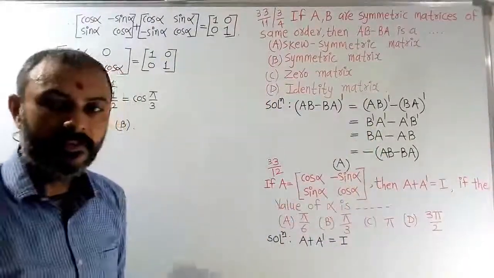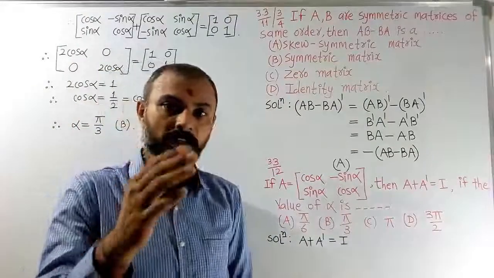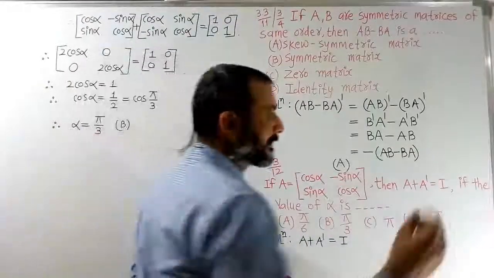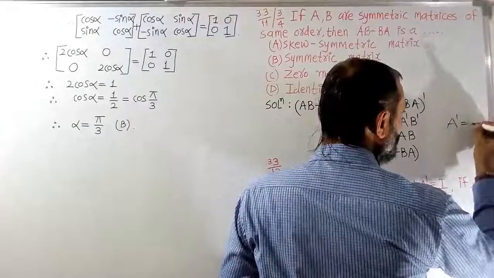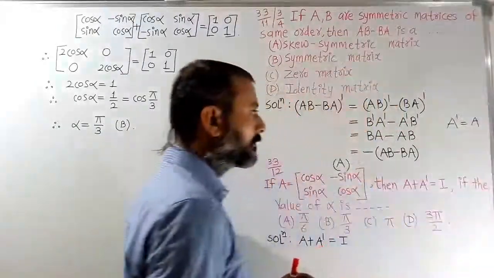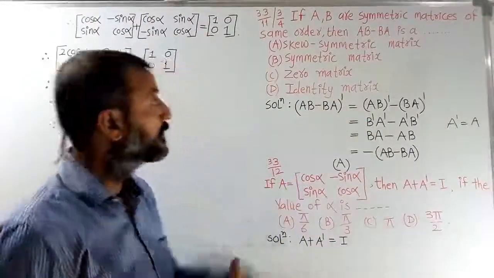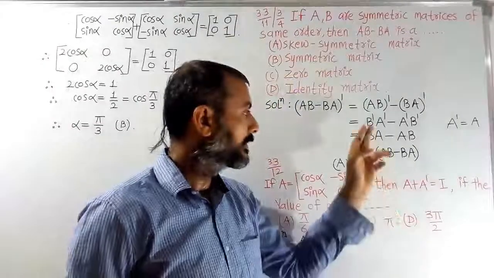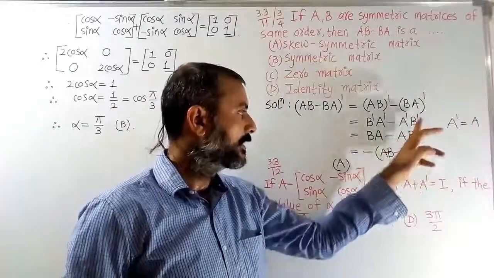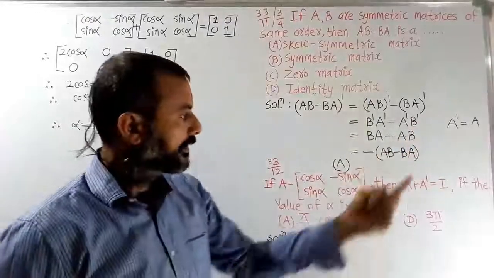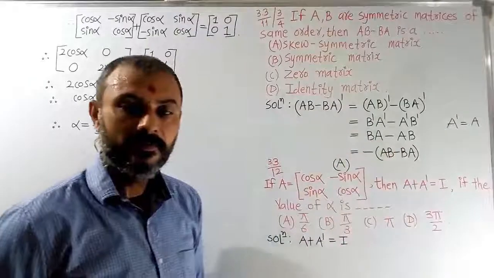So the reason is that because A and B are symmetric, B transpose is B and A transpose is A. See the definition of symmetric matrix. If A transpose equal to A, then A is symmetric, you know. Similarly, B transpose equal to B, then B is a symmetric matrix. So here both are symmetric. So B transpose is B, A transpose is A. Now taking minus common, this is positive, this is negative.